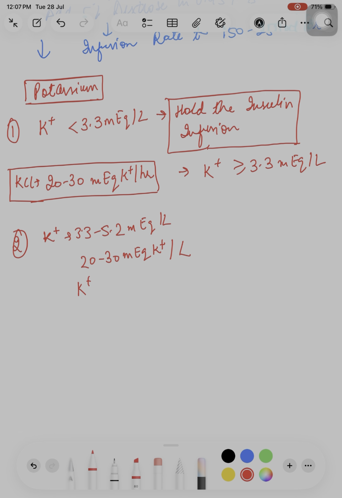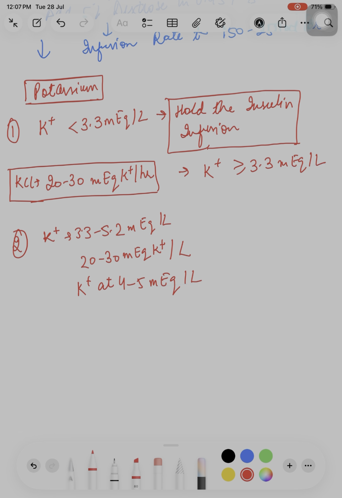In this case, you can use 1 ampule of KCl, which is 7.45%, that is equivalent to 10 milliequivalent in 500 ml of NS. Then you can repeat the same 10 milliequivalent of KCl in another bottle.